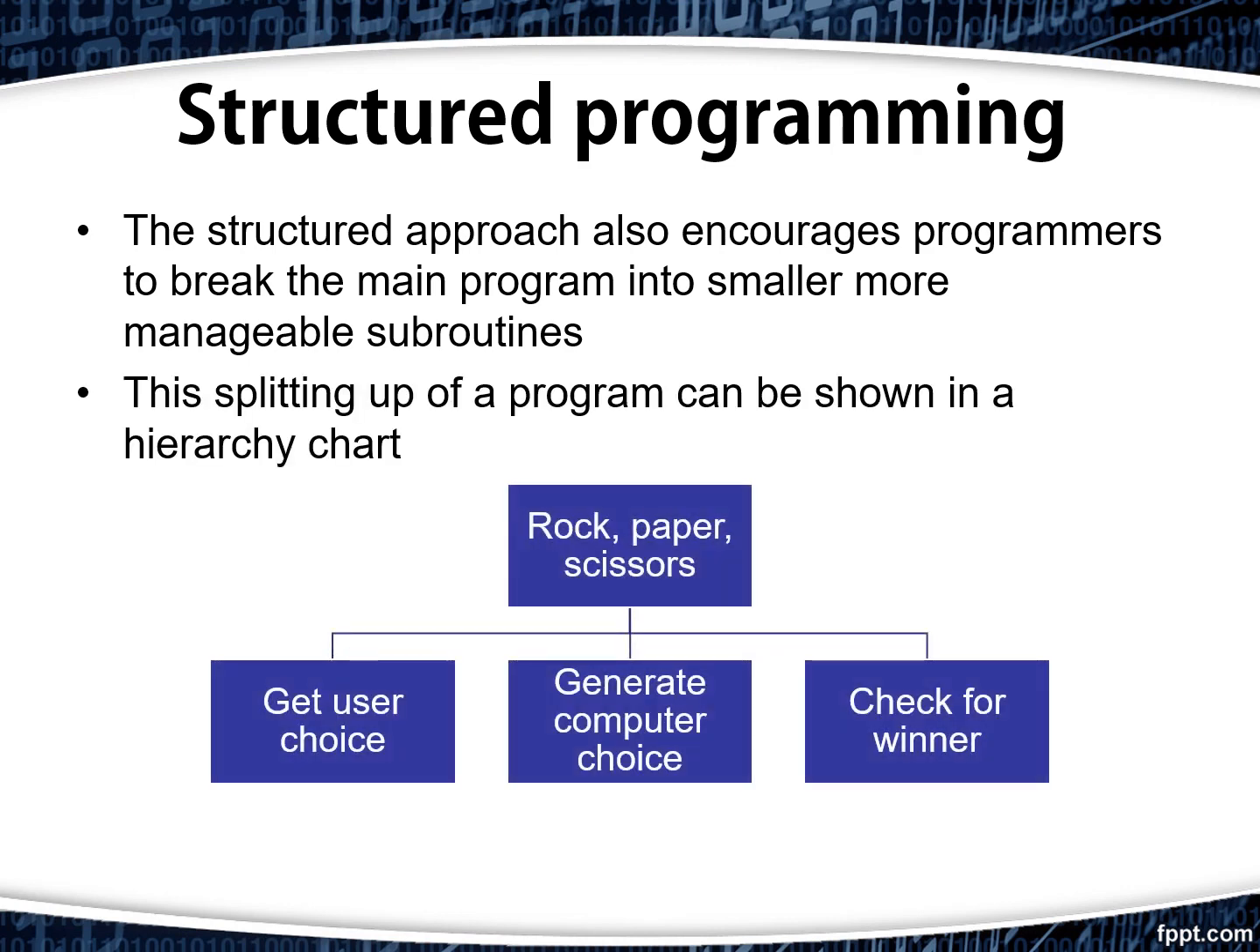This splitting up of a program can be shown in a hierarchy chart, as you can see below, where I've made a hierarchy chart for the rock, paper, scissors game. Here, we've split the program into three parts: get the user's choice, generate a computer choice, and check for winner. Each of these could be programmed as its own separate subroutine and then combined to create the game.